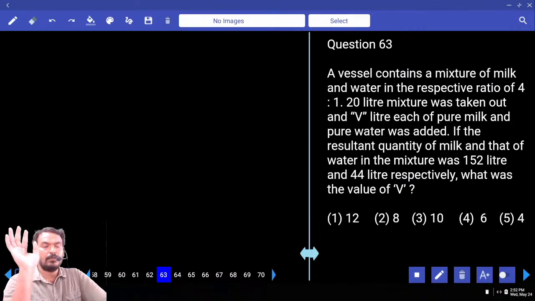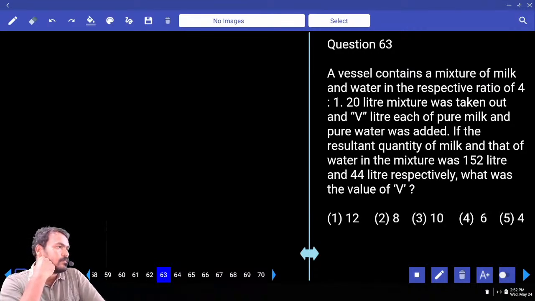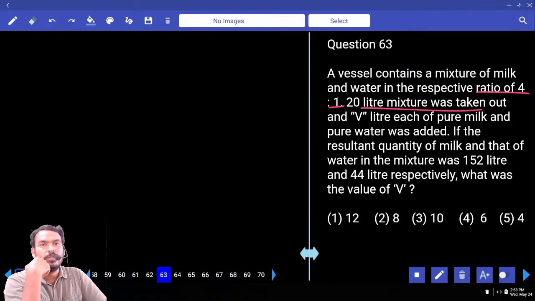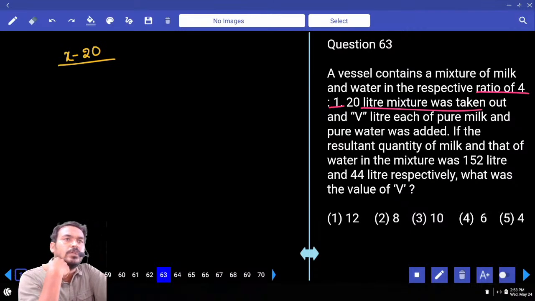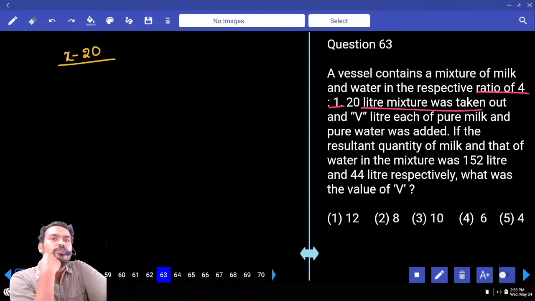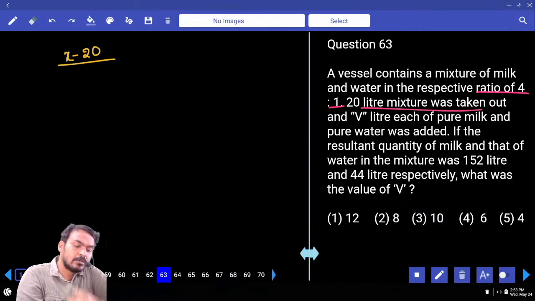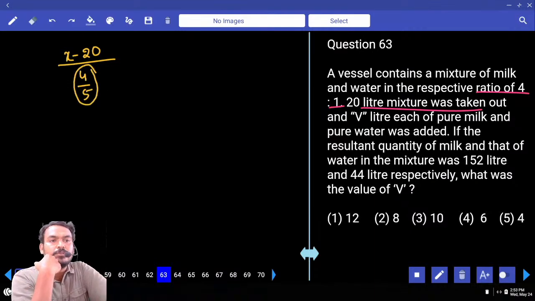First of all, the initial mixture contains some liters. Suppose we consider the initial quantity as x liters. In that x liters, what is the milk and water ratio? 4:1. Out of the x liters, how many liters are taken? 20 liters. What is the remaining? X minus 20, or not? In that x minus 20, the milk and water ratio is 4:1, or not? Milk is how many parts? 4 parts out of 5 parts. Then the milk value is 4 by 5 of x minus 20, or not?